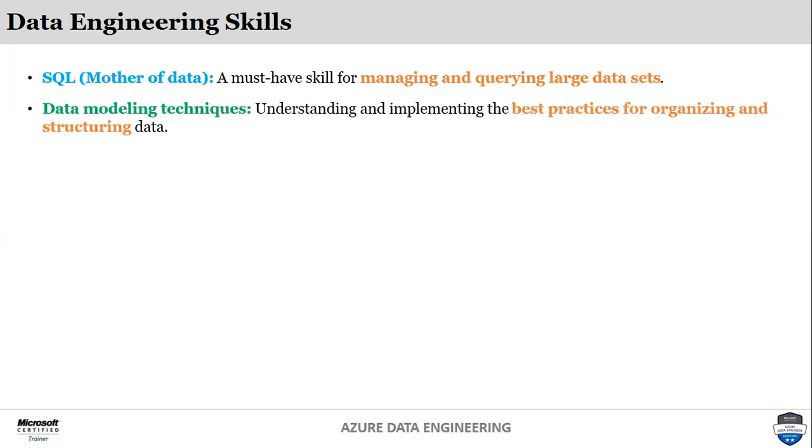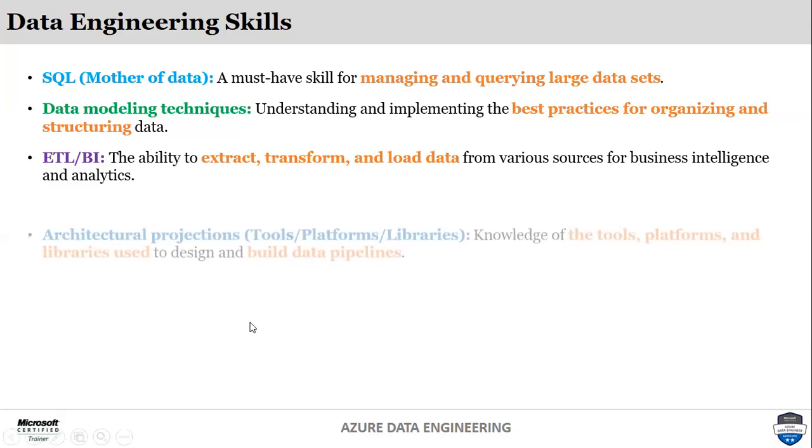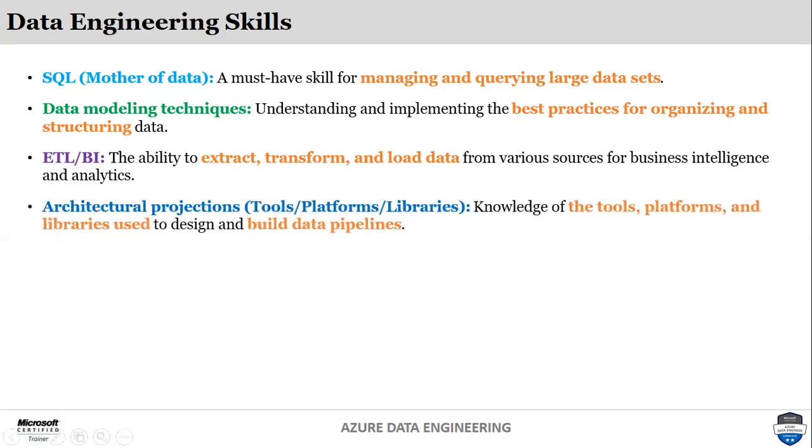So you have a huge amount of data in the sources and you have the target, and you need to have a good understanding of how to structure the data. And of course, data engineering internally will have ETL and BI associated with it. So you should know some of the basics of ETL and BI terminology, which we'll talk about as part of the training as well.